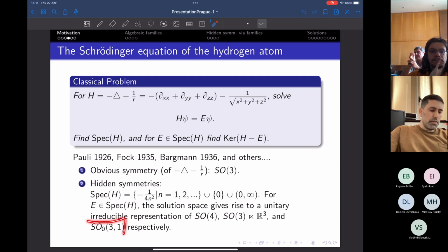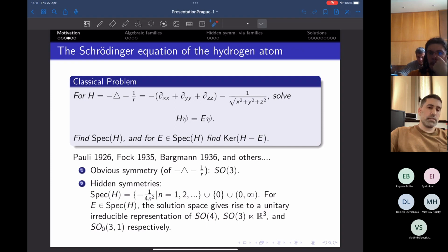If the energy is positive, we'll get an infinite dimensional unitary irreducible representation of the connected component of the Lorentz group. And if the energy is zero, we get a unitary irreducible representation of the semi-direct product, this Euclidean group, also called Cartan motion group. So this is one way to see the hidden symmetry, or the hidden symmetries. There are also other ways, more algebraic.